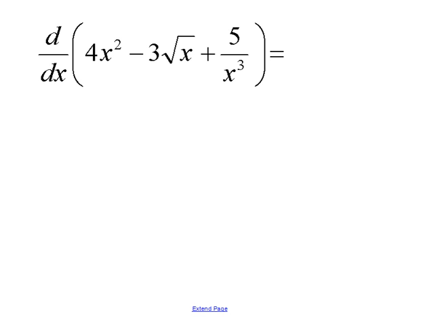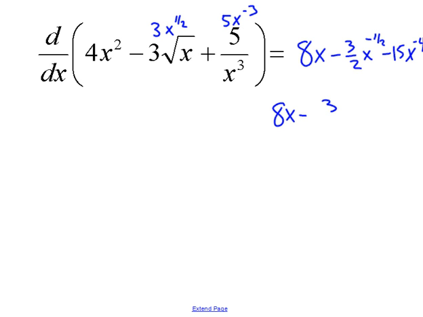Okay, so now I've got 8x, and I would write this as x to the 1/2. So it's 3 halves. So minus 3 halves, because 3 times 1/2 is 3 halves. x to the negative 1/2. And I would rewrite this as 5x to the negative 3. So that becomes negative 15x to the negative 4. And you can leave it like that, or you can rewrite it with all positive exponents, but you don't have to.